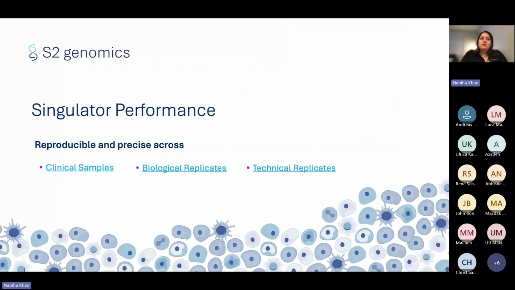I want to talk about the reproducibility and precision across various sample types using the Singulator, so that way you can see in real time the Singulator performance. The Singulator is designed to deliver reproducible and precise results across not only clinical samples, biological samples, or technical samples, but many different samples, ensuring reliable, high-quality data.